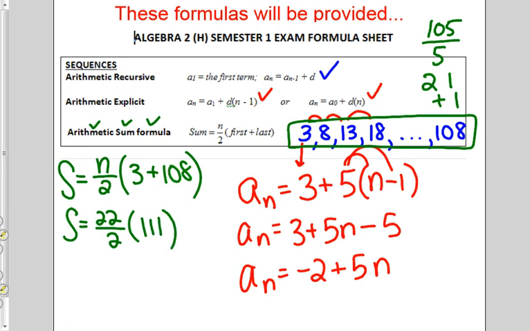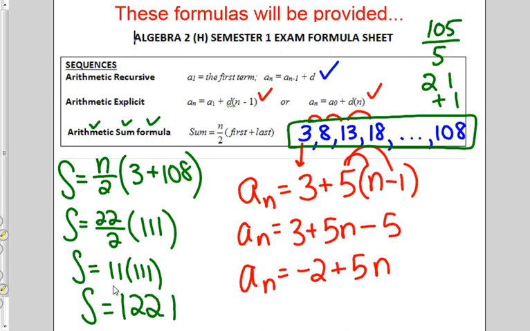3 and 108 add up to 111. The answer would be whatever 11 times 111 is, which is, of course, 1,221. I just knew that.